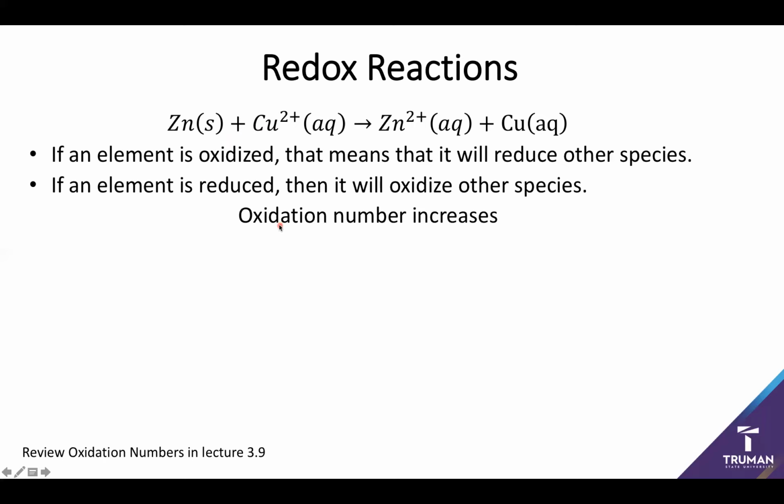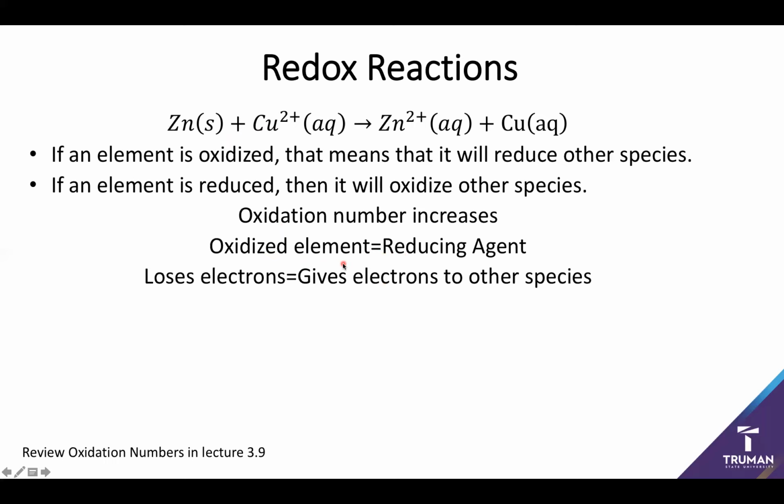So if my oxidation number increases, it means that my element is going to become oxidized, which means it's reducing somebody else. So anytime you find an oxidized element, it'll often be referred to as a reducing agent as well. And the reason why is because the element of interest, so in this case, zinc, is being oxidized. It is reducing the copper because it's losing electrons. So that means that somebody else is gaining. So in this case, zinc is being oxidized, but is also a reducing agent.